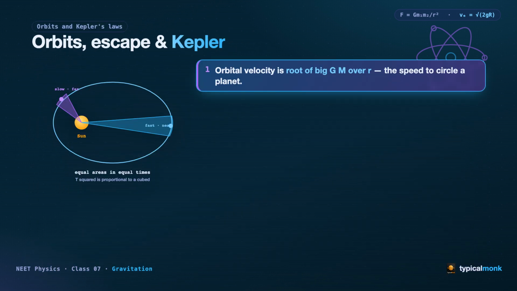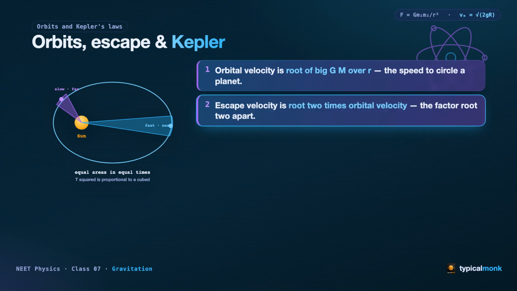Now look at this orbit because it ties the speeds and Kepler's laws into one picture. For a body circling a planet, the orbital velocity is the square root of big Gm over r, the exact speed at which gravity bends the path into a closed circle. The escape velocity is root 2 times the orbital velocity, larger by exactly the factor root 2. Circle the planet at orbital speed, multiply by root 2, and you fly away forever.